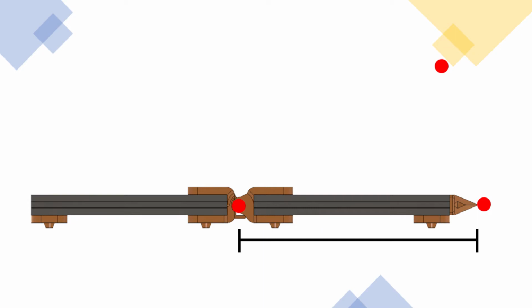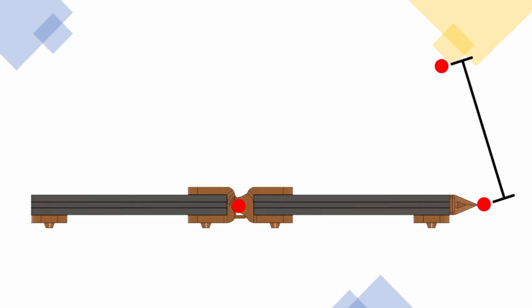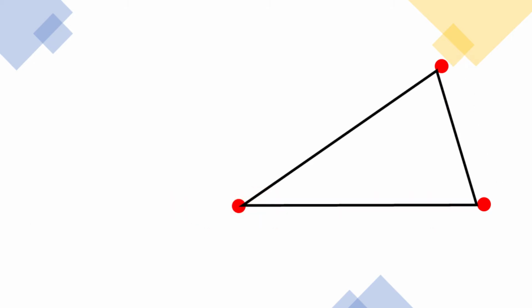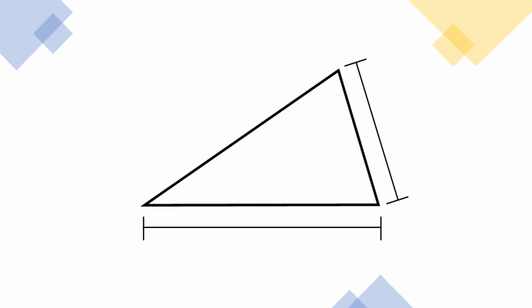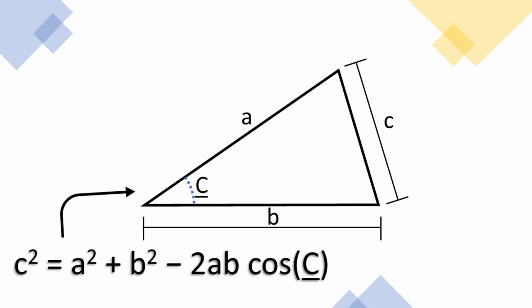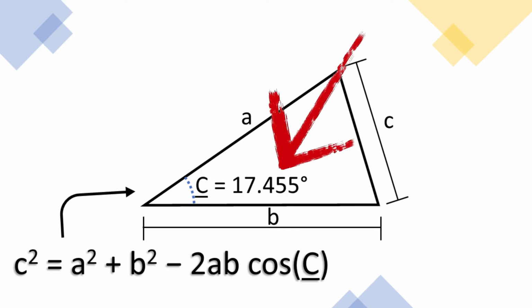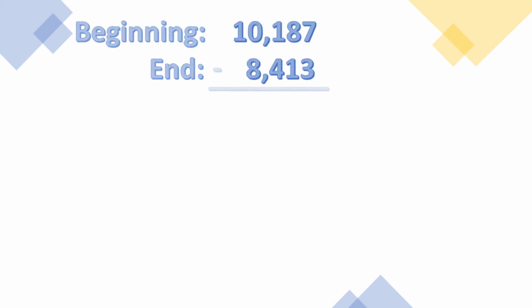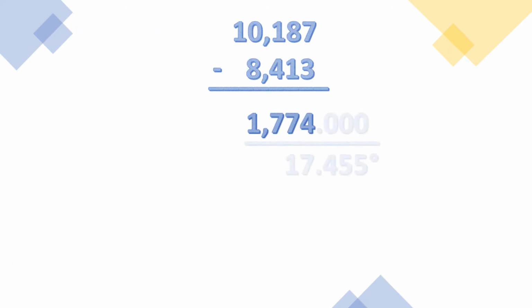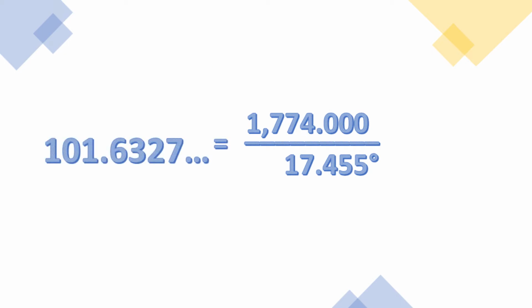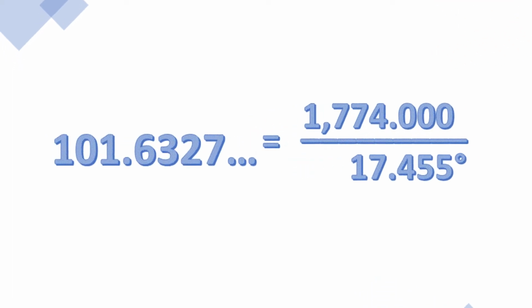We have a point of rotation here, and 2 marks over here. We know the distance from the rotation point to the end of the arm, and we know the distance between the 2 points. What we can do now is get rid of our entire setup and just replace it with an isosceles triangle. And since we know all the side lengths, we can use the law of cosines to get this angle, which comes out to about 17.455 degrees. And since we recorded the beginning and ending values of the potentiometer, we can see that for every 1 degree the pot turns, the value changes roughly 101.6 values.